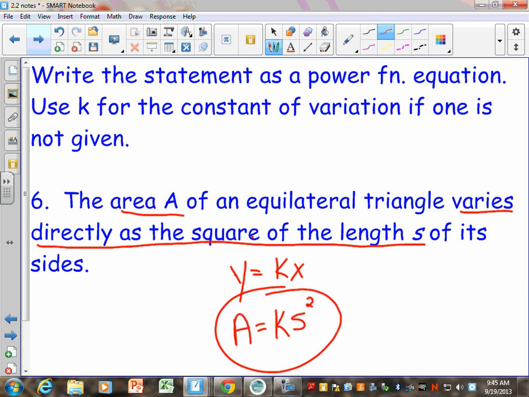Will there ever be anything to solve? Yes, maybe. There might be some on your homework where they give you some points to then plug in, and we're going to do one of those in a minute. But if they just say write the equation, that's it. You write the equation and you're done. Don't forget there should be a constant in there. So don't just write A equals S squared, right? There's some constant there that you have to multiply by.